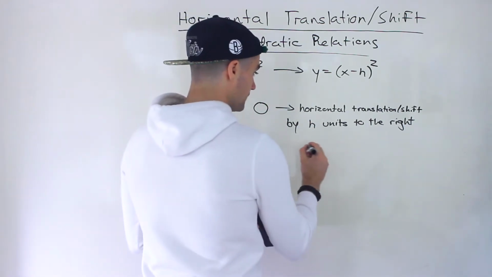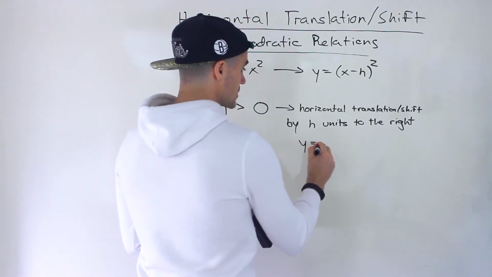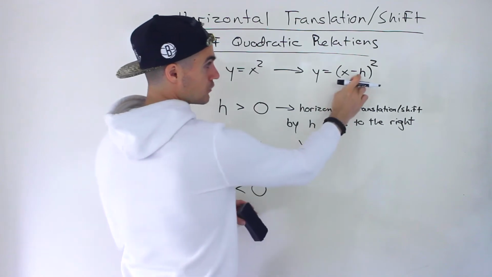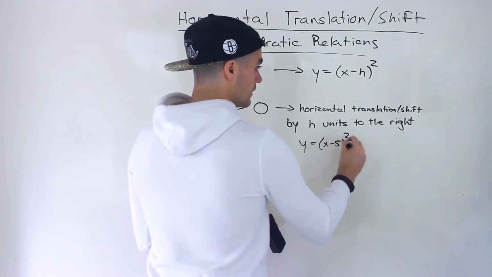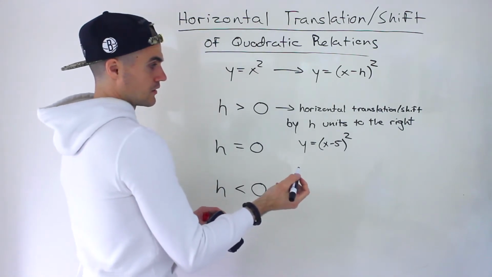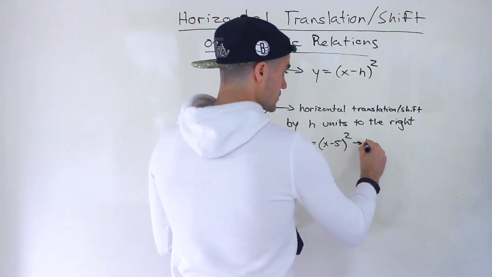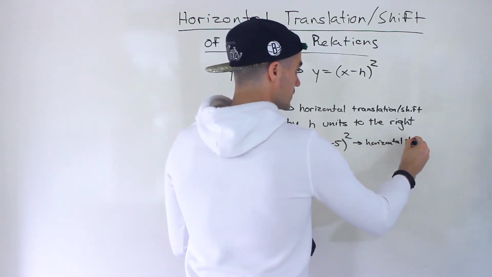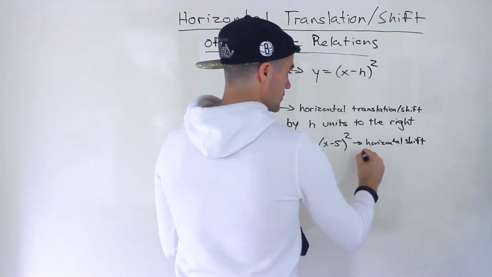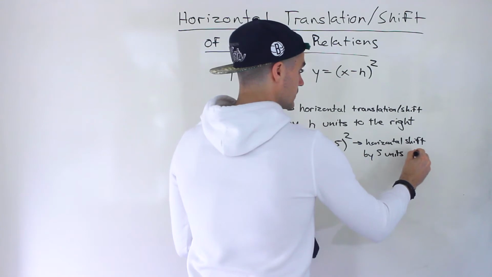So for example, let's say the h value is 5. Well, if we plug in 5 here for h, we'd end up with what? x minus 5 squared. Okay, so the transformation on this, we would say there's a horizontal shift or translation by 5 units right.